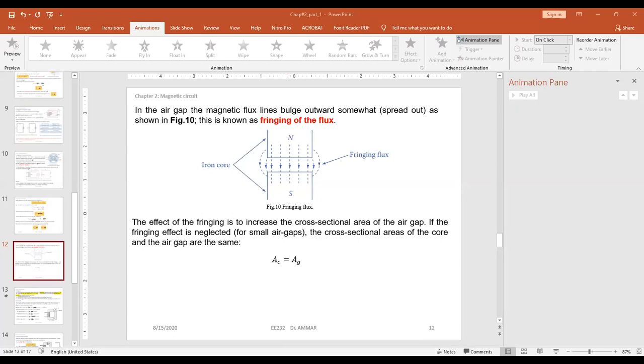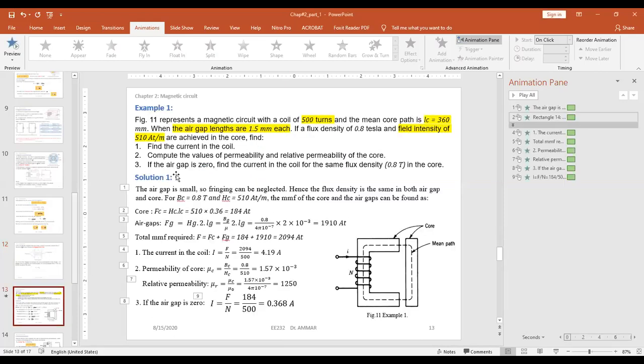Okay, so we have an example. Are you seeing the exercise?